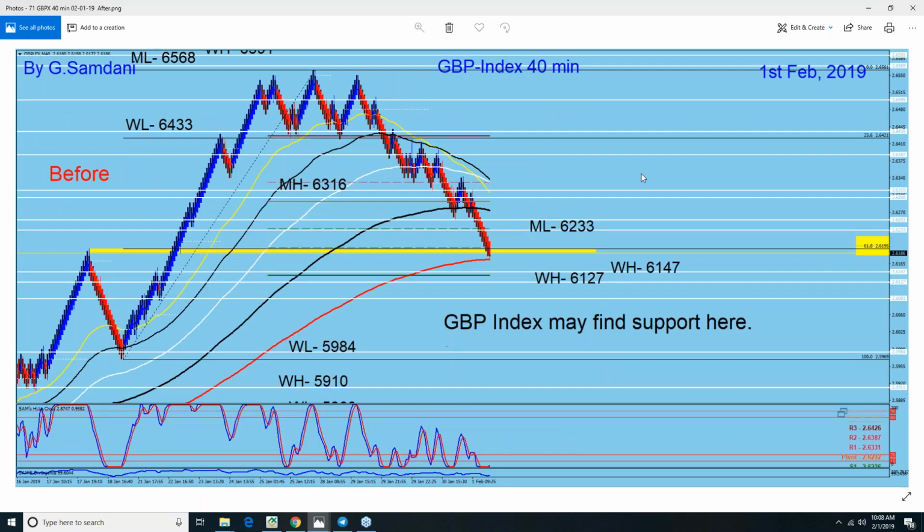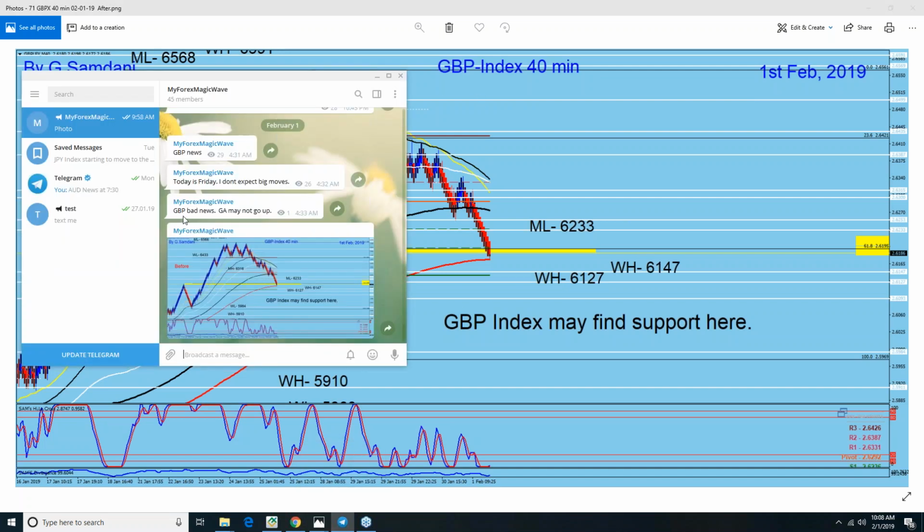this is a chart I just made a little while ago. Today is February 1st, right? And look how beautiful it is. Impulse move, correction, back, pound, bad news. I even tweeted here. See this pound.